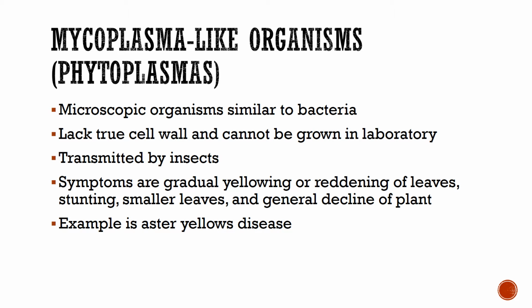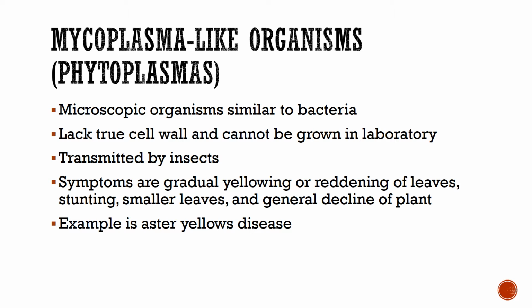Welcome to Chapter 16. This is mini lecture 2. But we're going to pick up right where we left off, talking about organisms and how they can become a pest. So now let's look at microscopic organisms. We'll look at mycoplasma and phytoplasmas.